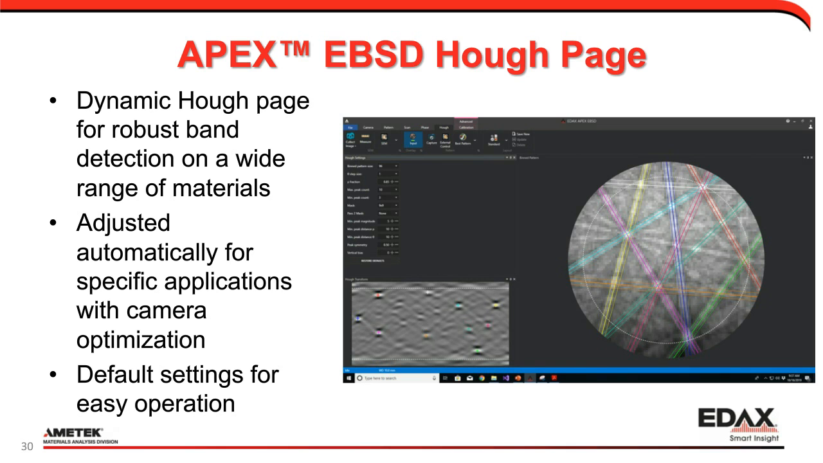You'll adjust these because sometimes we have to change the acceleration voltage. Sometimes if you're looking at different materials, you'll have varying bandwidths due to lattice parameter effects. Sometimes you have to adjust this because of the complexity of the pattern, how many lines you're looking for, and also the camera resolution you're operating at. And that's important because when we do our camera optimization routine, which I'll talk about, it can also automatically adjust the Hough based on that camera optimization selection.